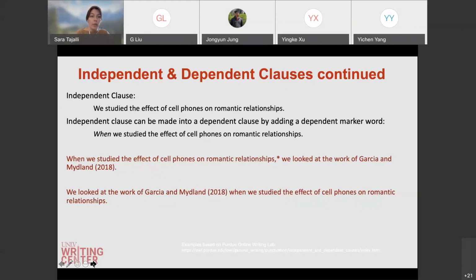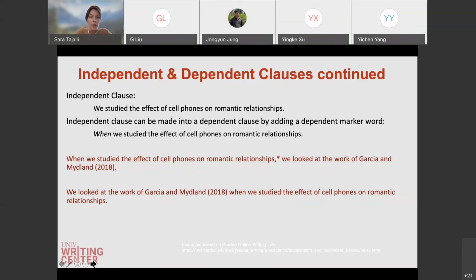All right, so let's take a look at this first independent clause. We studied the effect of cell phones on romantic relationships. That is a full thought. But just by adding one word, we can make an independent clause dependent. So: when we studied the effects of cell phones on romantic relationships, okay? When you did that, what happened, right?